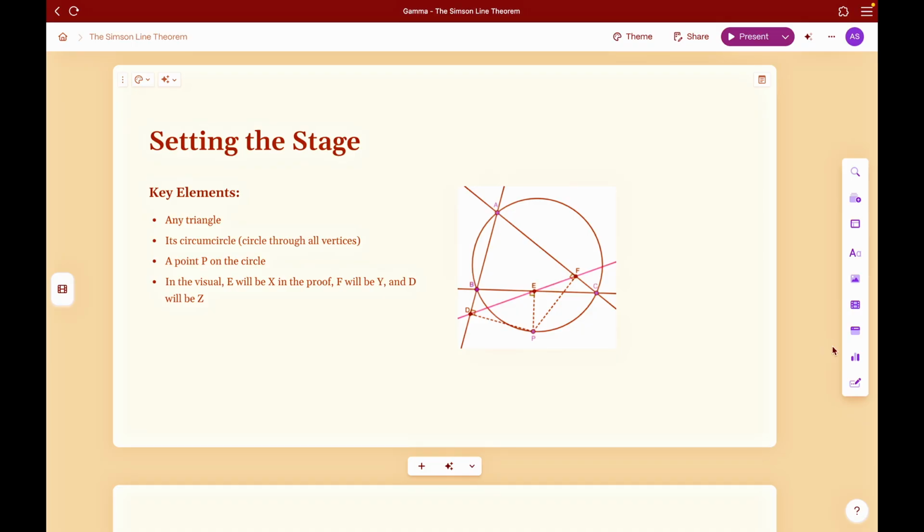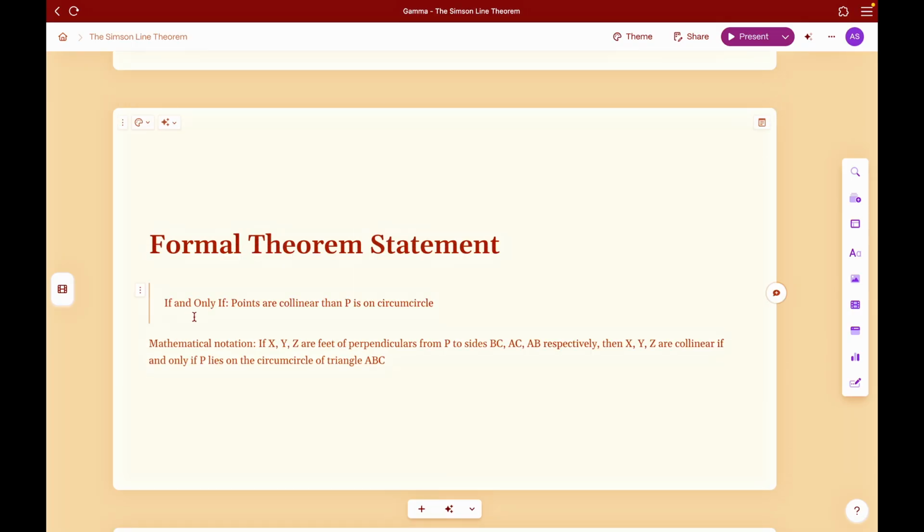The formal theorem statement is: if and only if those 3 points are collinear, then P is on the circumcircle. Now, the reason it's the opposite is that this is the theorem of Simson's line, but not the actual Simson line itself. And today we're going to be proving how the Simson line works, and not exactly the theorem, because you could just work backwards from the proof that I'm giving you today to figure out the Simson line theorem, that P is on the circumcircle.